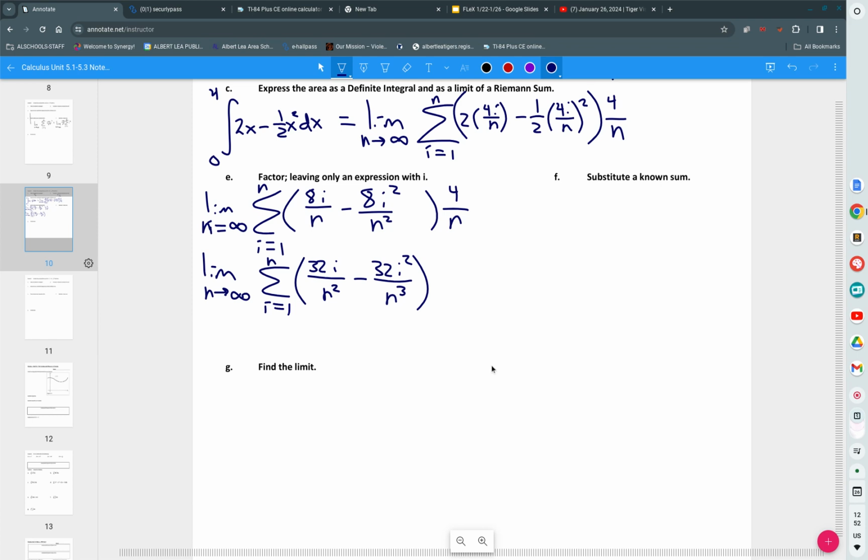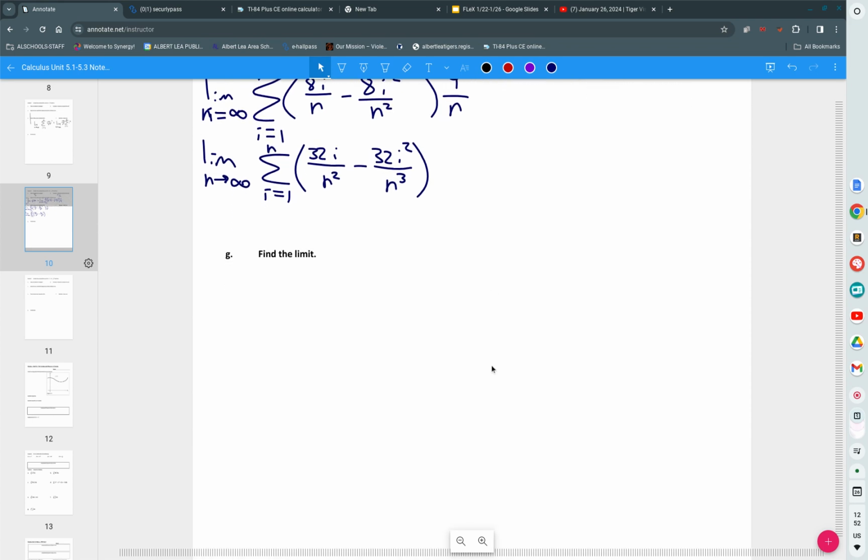And finally, one last piece here before we start to look at our known sums. I'm going to factor everything out but the i's. So I have the limit as n goes to infinity of, I'm going to factor out the 32 over n squared, times the sum from i equals 1 to n of, what's left over? i. And then we will minus, and now we'll factor out 32 over n cubed. i squared.